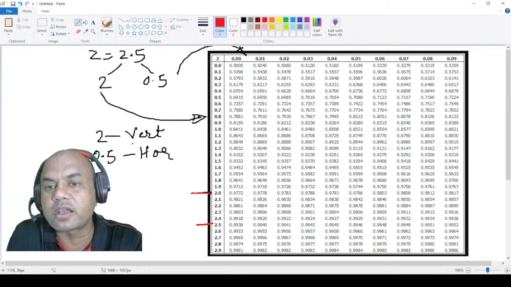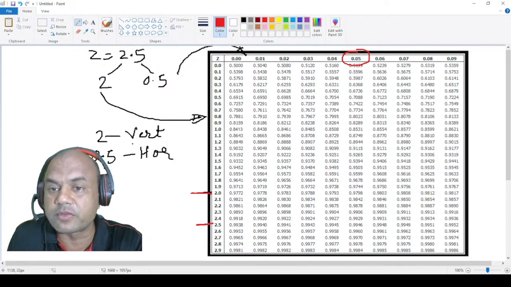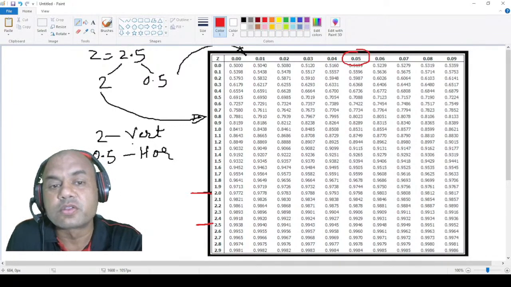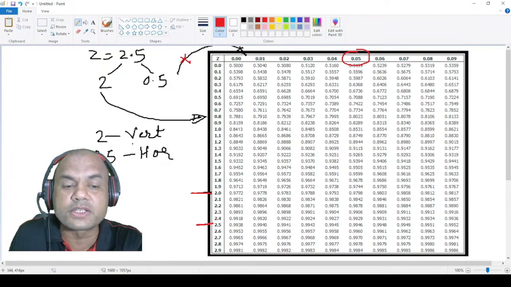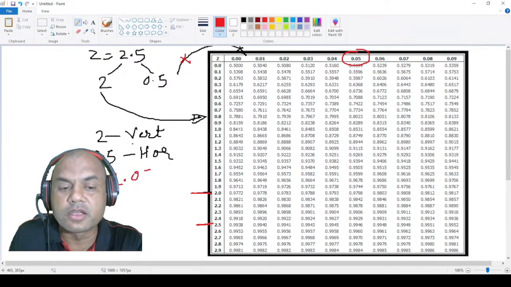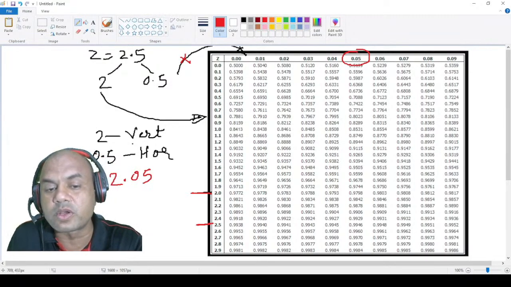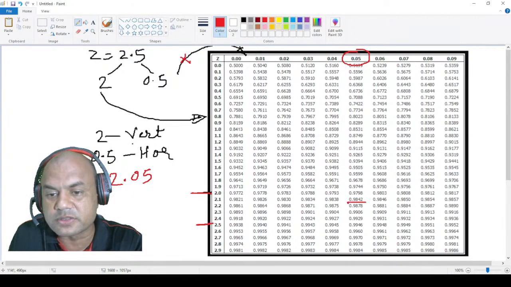So this figure, I can't take as 0.5 over here. I told you 0.5, but this is 0.05, so I can't take this 0.5 over here. This will have to be removed. We'll take directly 2.5 over here. Because if this had been 2.05, then the answer would have been 2 over here and 0.05 over here, and we would have matched this figure.